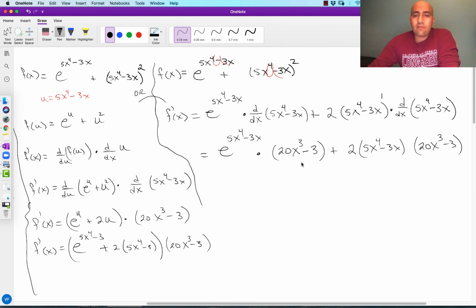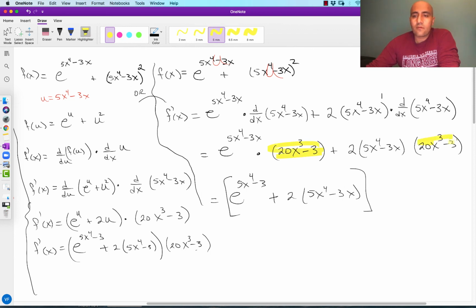Okay, we can factor out this term, and then that will look exactly like that one. E to the 5x to the 4th minus 3x plus 2 times 5x to the 4th minus 3x. And then we are just going to factor out this common term. So we multiply this whole thing by 20x to the 3rd minus 3. Right, so we get the same answer.